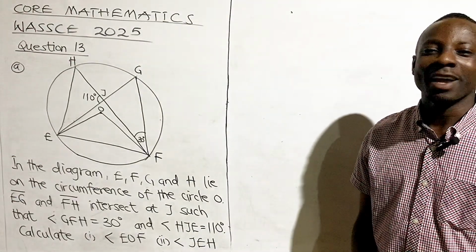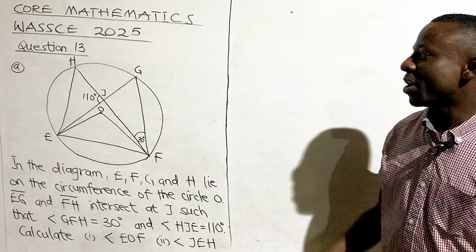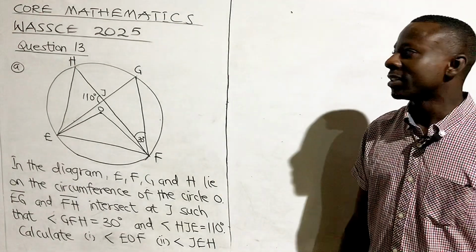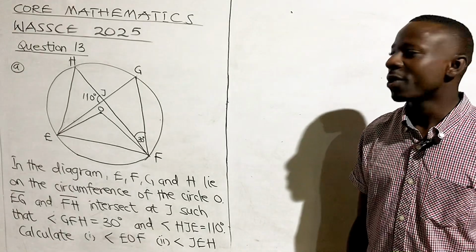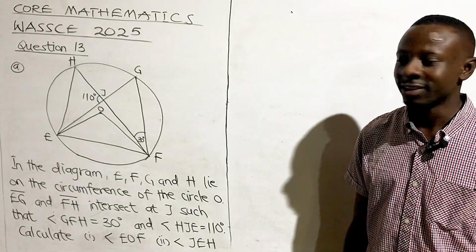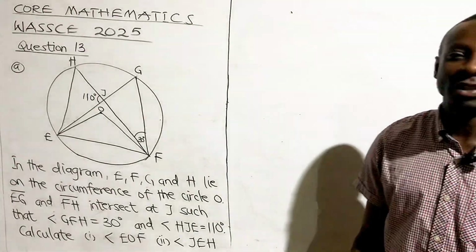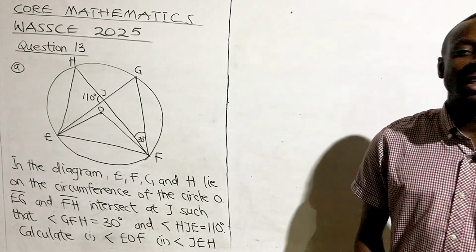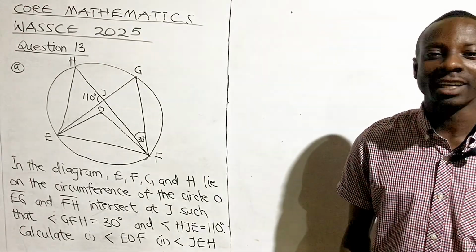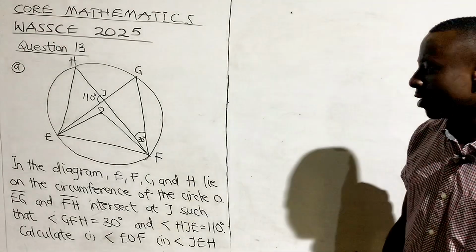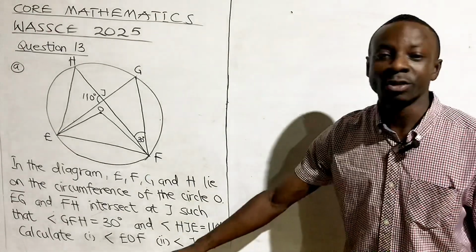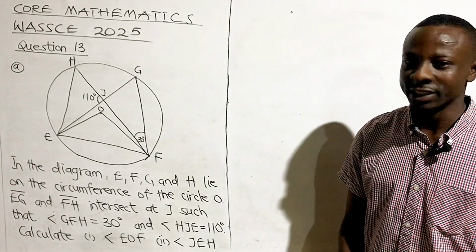Hello, my amazing viewers. Today we are going to look at Core Mathematics, WASSCE 2025, question 13a. The question came under plane geometry 2, circle theory. So we are going to look at how we can get the solution for this particular question.